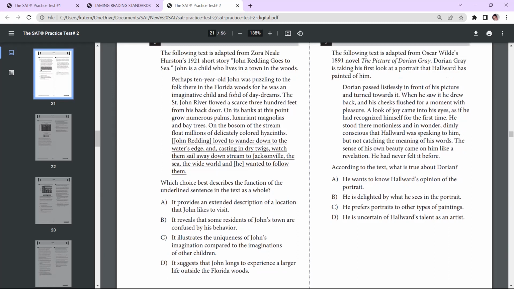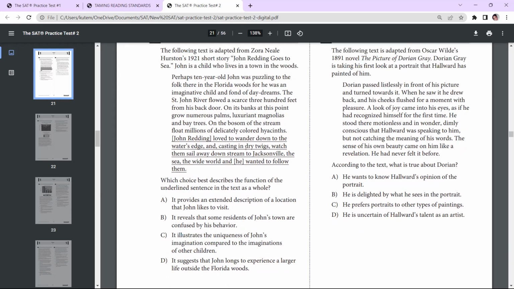Plus, initially, all of this was saying he was fond of daydreams. So it does connect to the rest of the passage in that it's basically saying he loved to dream. Though he was in these woods that were nice, he still wanted to basically leave the woods and explore the world outside. So D would make sense as an option.